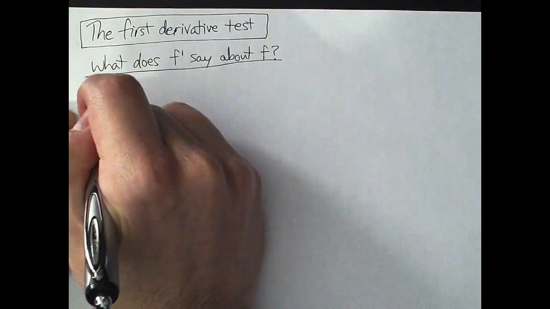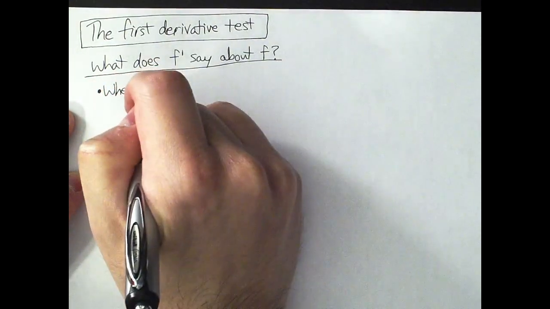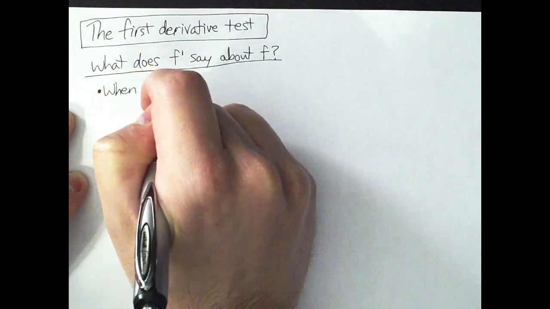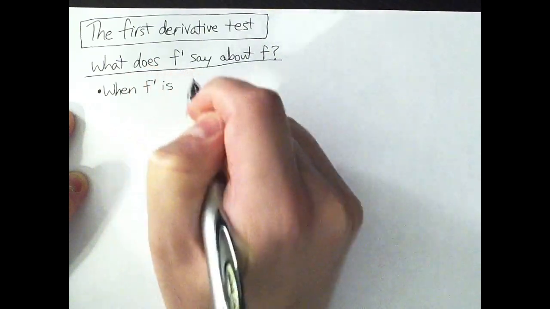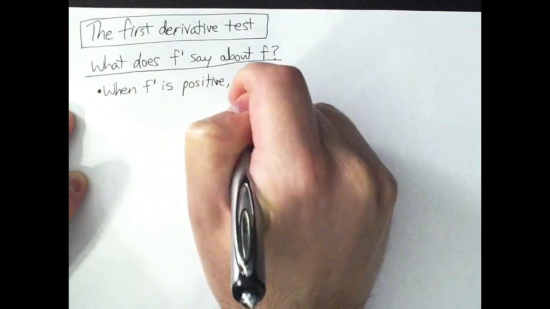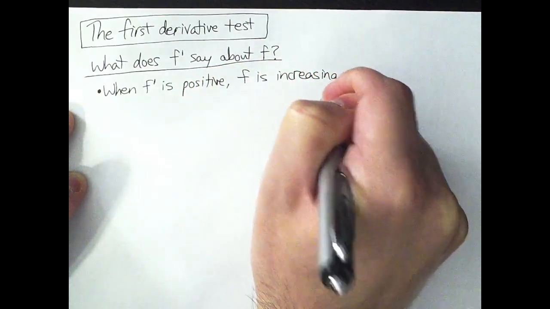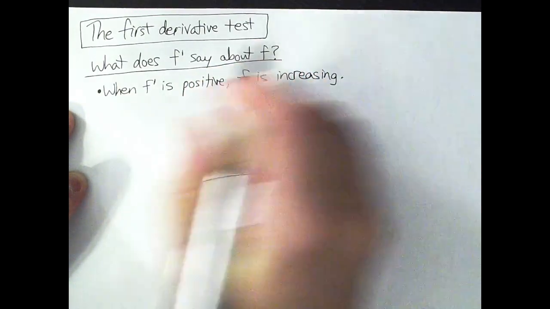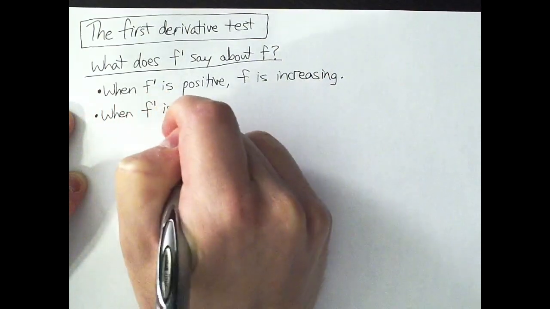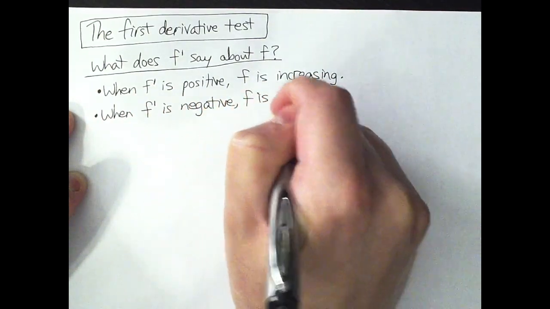Well, one thing that we can say, remember that I gave you a definition sheet last time with some definitions from these sections. So I'm going to go through some of them pretty quickly because they're already on that sheet. But when f prime is positive, f is increasing. And when f prime is negative, f is decreasing.